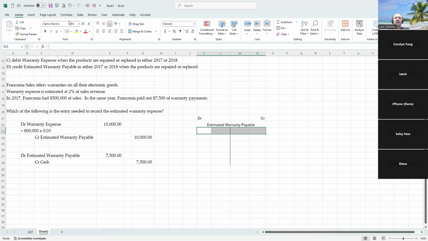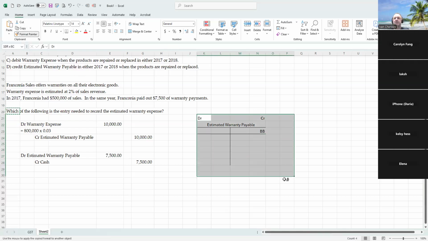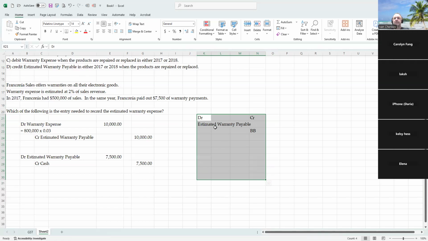Do we have a beginning balance since it's a balance sheet account? Obviously, it has to have a beginning balance. In our case, do we have a beginning balance? Probably not. Since the question doesn't say we have a beginning balance, most likely we assume that we don't have a beginning balance.